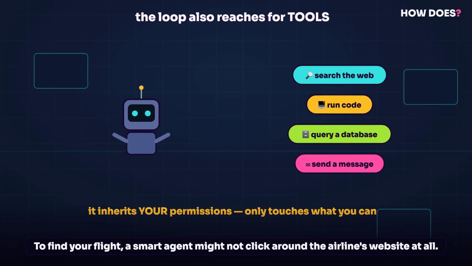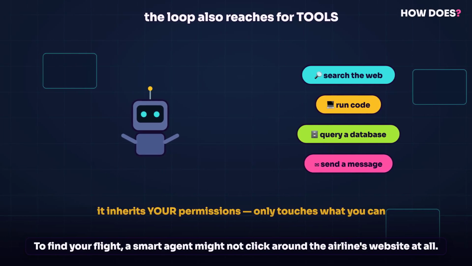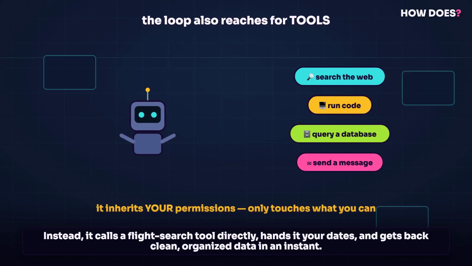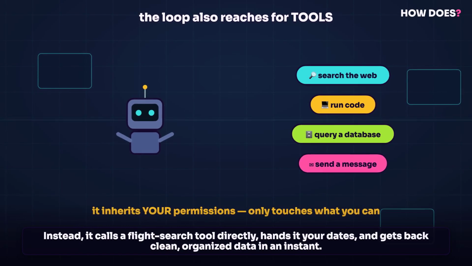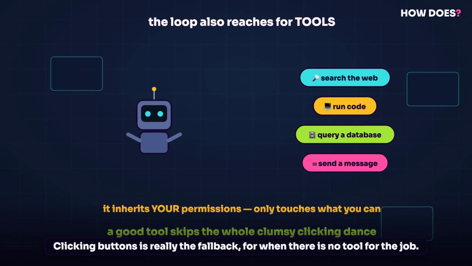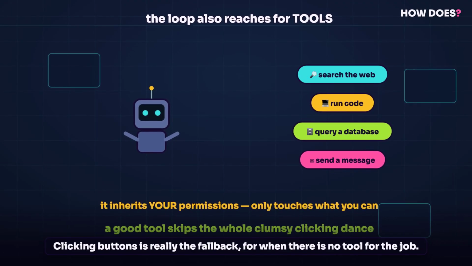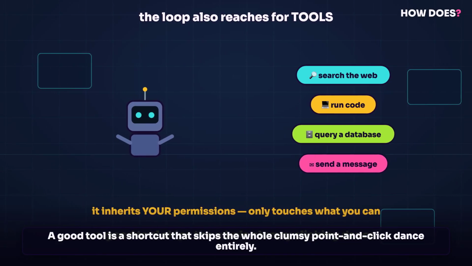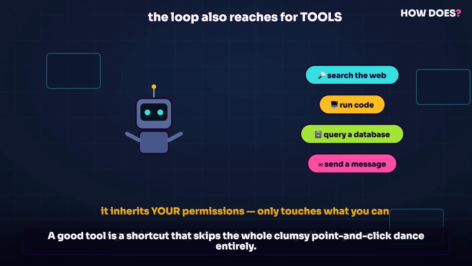To find your flight, a smart agent might not click around the airline's website at all. Instead, it calls a flight search tool directly, hands it your dates, and gets back clean, organized data in an instant. Clicking buttons is really the fallback, for when there is no tool for the job. A good tool is a shortcut that skips the whole clumsy point-and-click dance entirely.